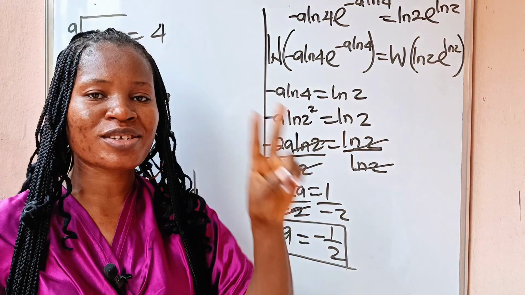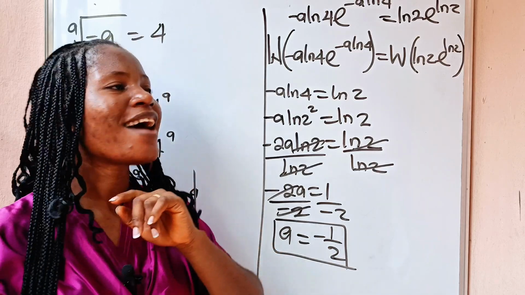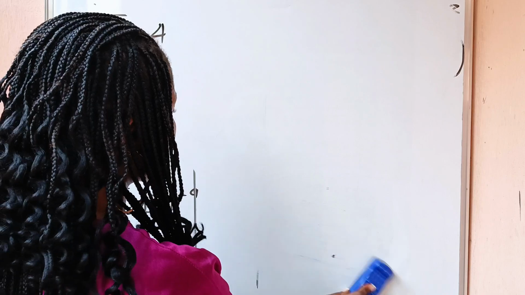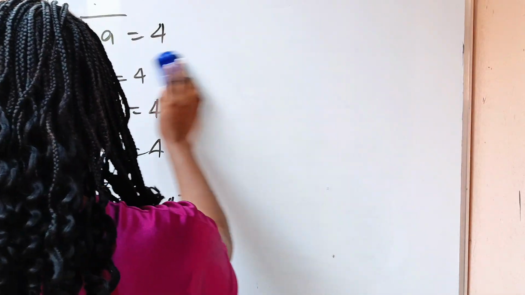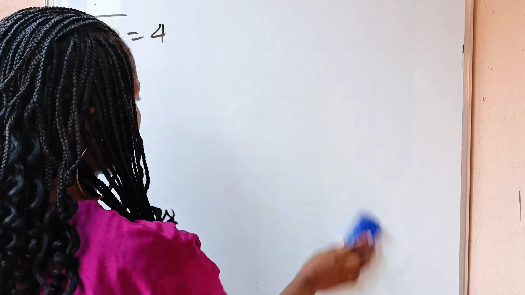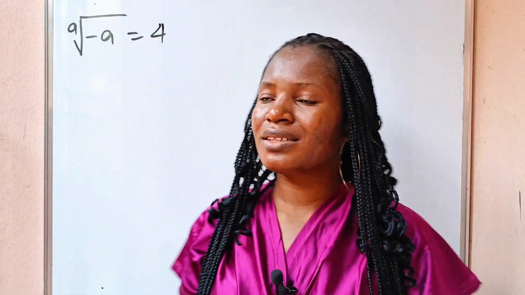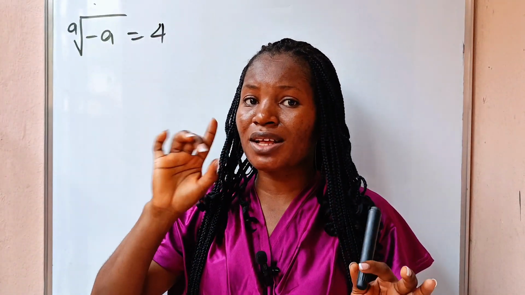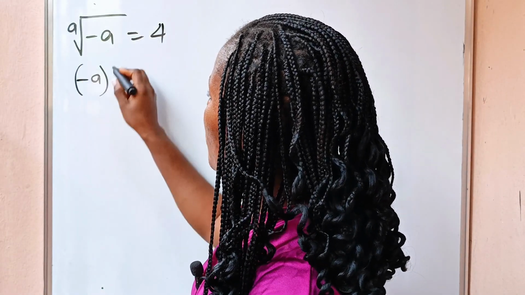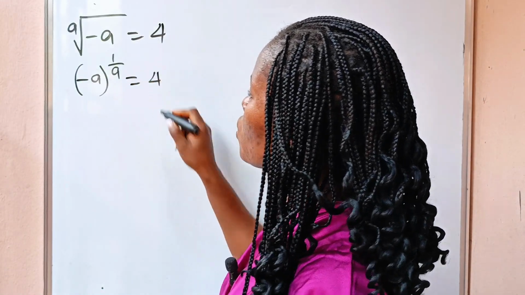But like I said, we are going to solve this using two methods. Are you ready? Now let's go over to the second method. The second method is going to be using the knowledge of exponents or indices. So using the knowledge of exponents or indices, the next step is still going to be the same, because this is still the same thing as a raised to the power of 1 over a is equal to 4.